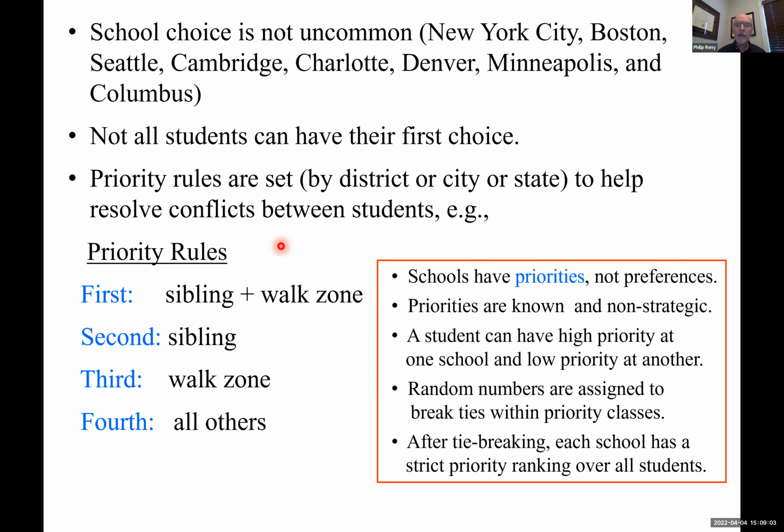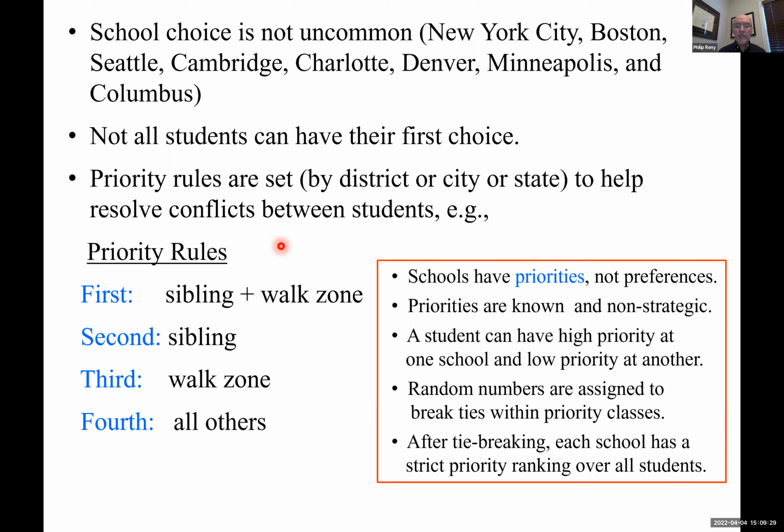Of course, students can have different priorities at different schools. I might have a brother at one school, and I might have no sibling and not be in a walk zone at another school. So I have relatively high priority at the first school and low priority at the other. And as I said, random numbers are assigned to break ties within these priority classes.